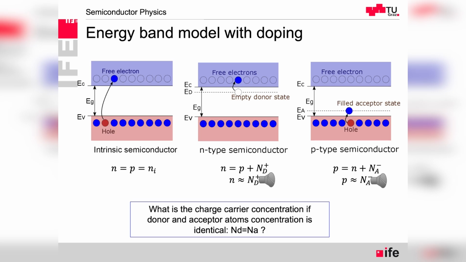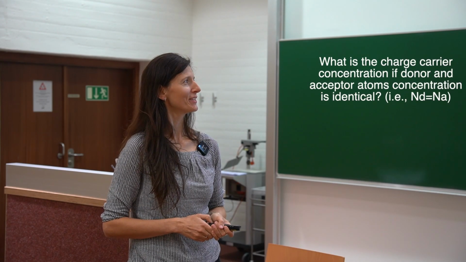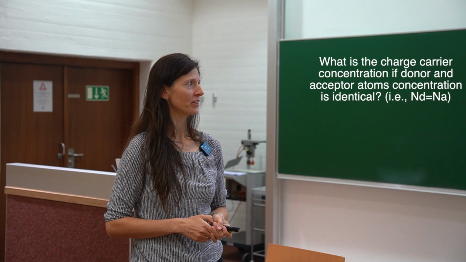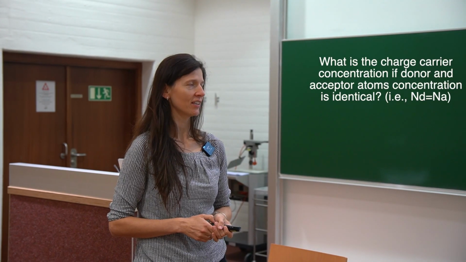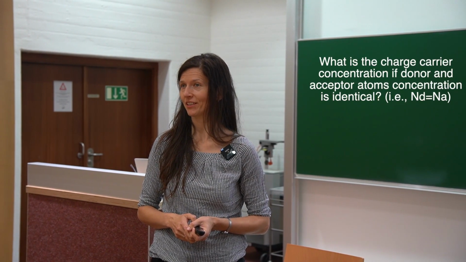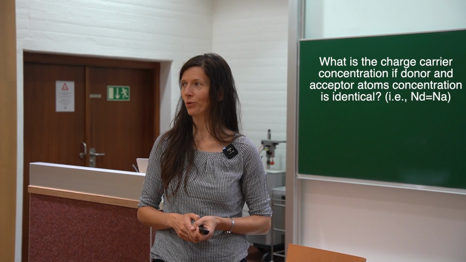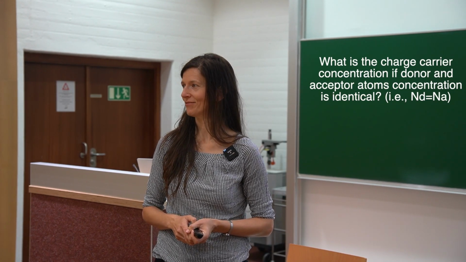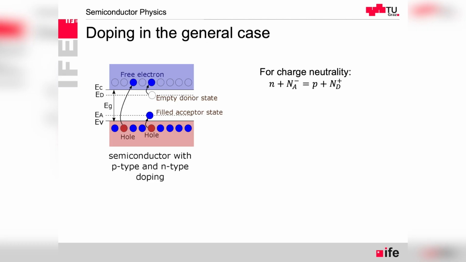And here I put in a question. What is the charge carrier concentration if the donor and acceptor atom concentrations are identical? So if N_D and N_A, the donor and acceptor levels, are identical, what happens in that case? Let's leave it open for a moment, probably up to this slide.